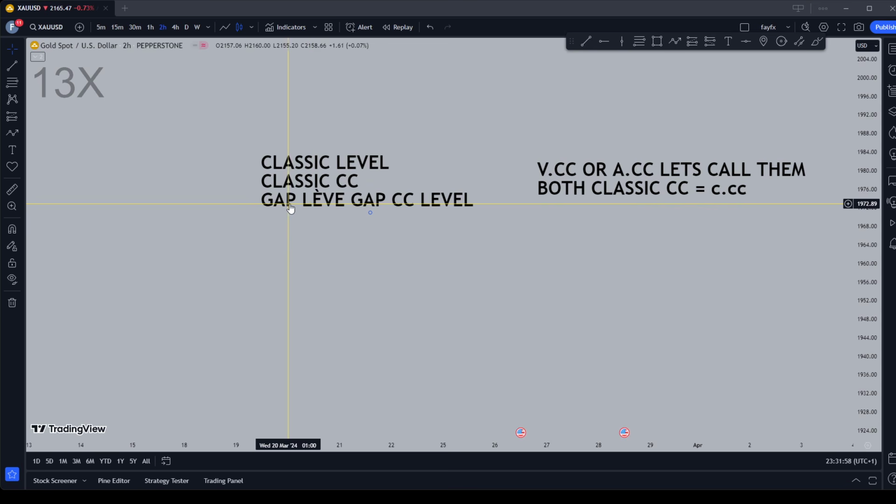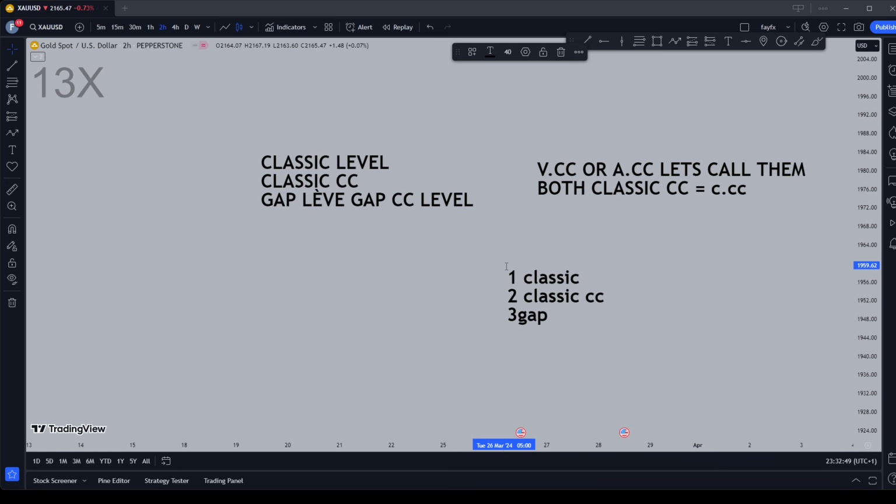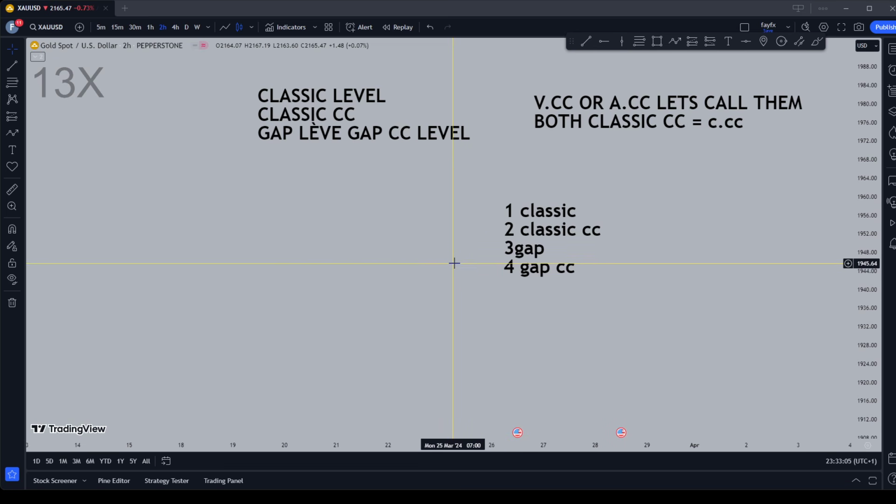And we have a gap level and a gap CC. Those are the levels we are going to use in the 30x strategy. The only levels we are going to use.